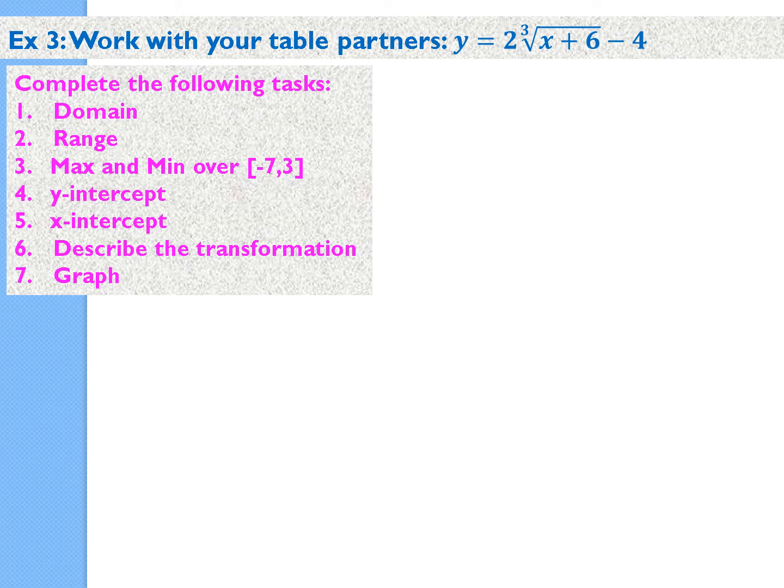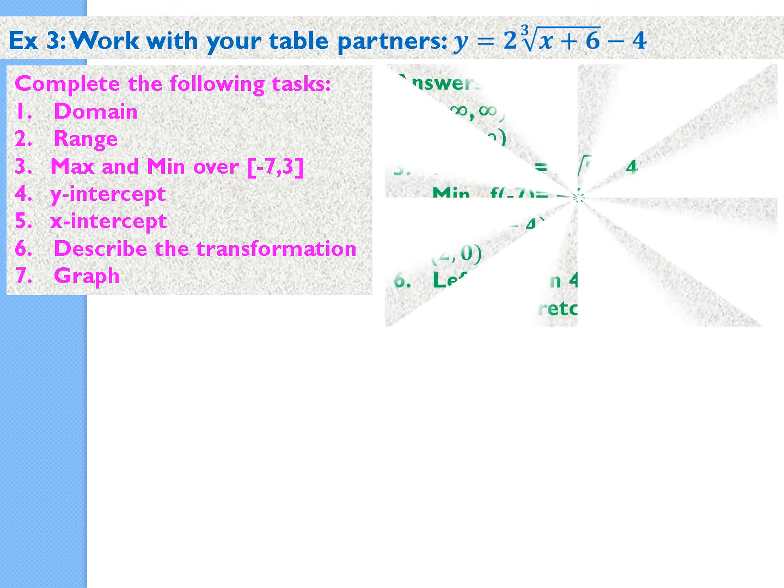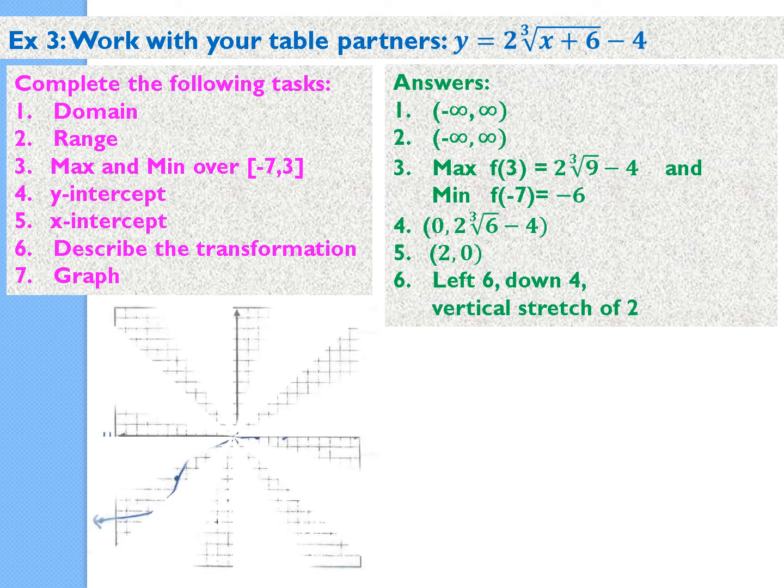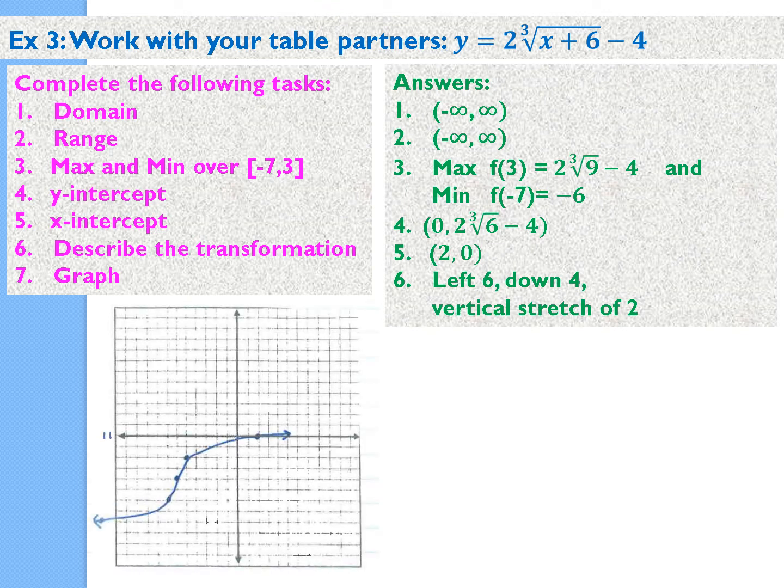Now, this is an example where you can pause the video here and try to do this. Once you complete all 7 tasks based on this function, go ahead and hit play again, and you can look at the answers and check your work. All right, so by now you've finished, and let's check our answers. There we go. That's what your graph should look like, and there's all the information for domain and range, max and min, x-intercept, y-intercept, all that good stuff.